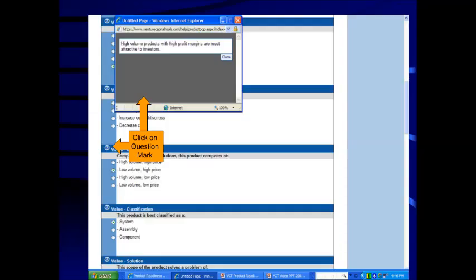Most of the venture capital tool assessments have a feature that provides insight into the importance of the assessment question. To get access to this information, click on the circle with the question mark. Clicking on the question mark will open up a dialog box that provides insight into the importance of the question.